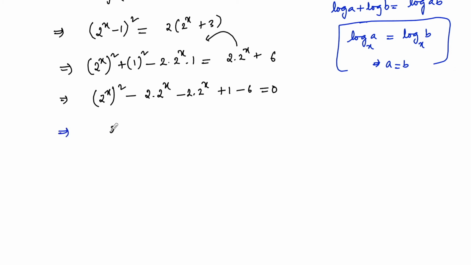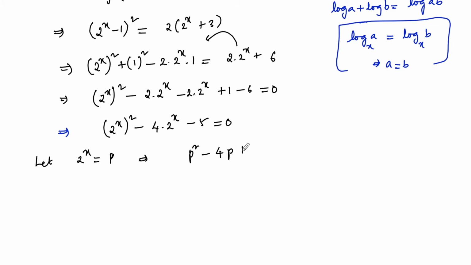So which implies 2 power x whole square minus, so here minus 2 into 2 power x into minus 2 into 2 power x, we can write 4 times 2 power x and minus 5 is equal to 0. So let us consider for some time 2 power x is equal to some p. So which implies p square minus 4 into p minus 5 is equal to 0.